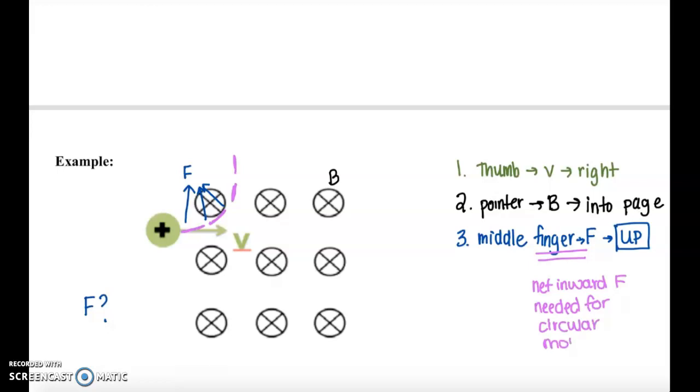If you remember back when we studied circular motion, you always need a net inward force. But at the time, we were looking at a net inward force coming from gravity or a normal force or something else. Now we can see that a magnetic force can also serve as a net inward force. So it's going to curve upward in a circular pattern.